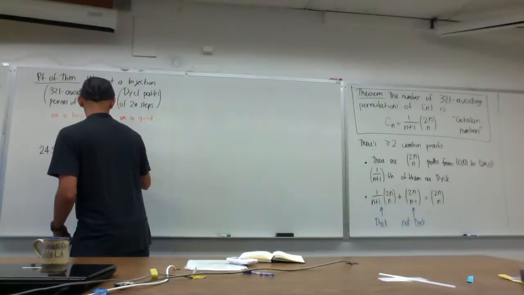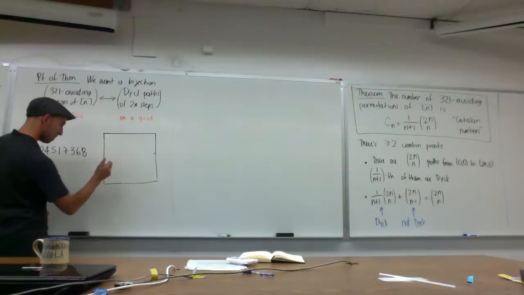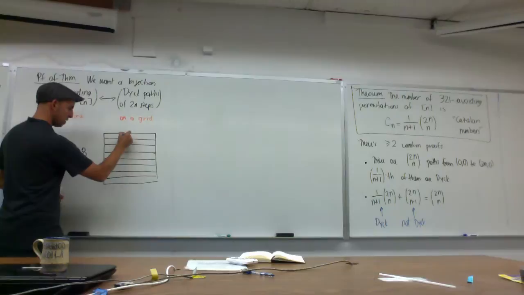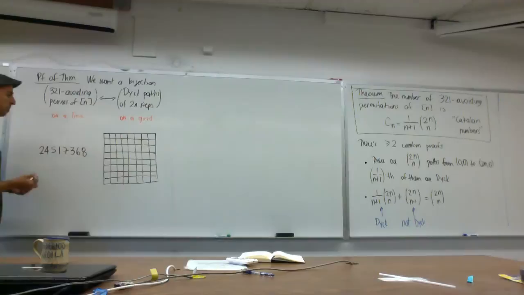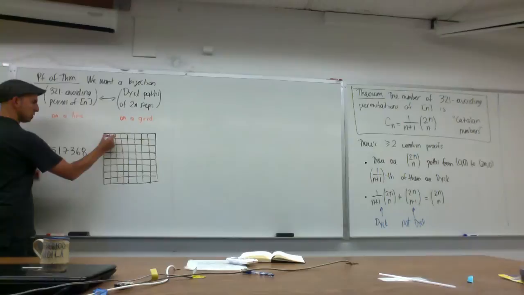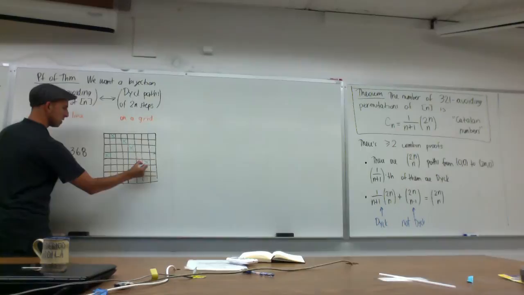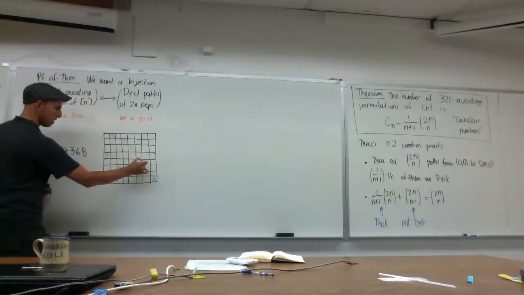An 8 by 8 table. Let me try to draw a reasonable table here. So you can see why all my permutations have 8 today, because drawing 8 by 8 boards is a little bit easier. So in the first row, I put an X at 2. Then I put an X here at 4. Then at 5. Then at 1. Then at 7. Then at 3. Then at 6. And at 8. Okay, same thing: I put an X at (i, pi of i).